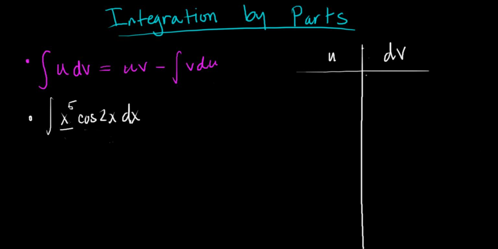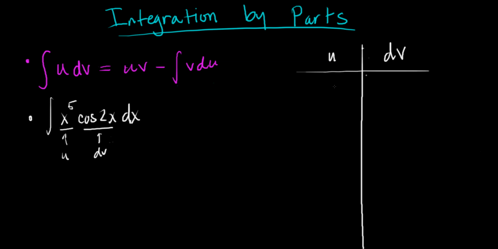Also, it only works if you have that type of power function multiplied by a trig or exponential function, because those tend to be easily integrable and they don't change much as you integrate. The reason this table method works is that every time you differentiate your power function, it decreases by a degree until eventually you hit 0. So in this case, you definitely want to make this x to the 5th your u, and this cosine of 2x dx your dv.